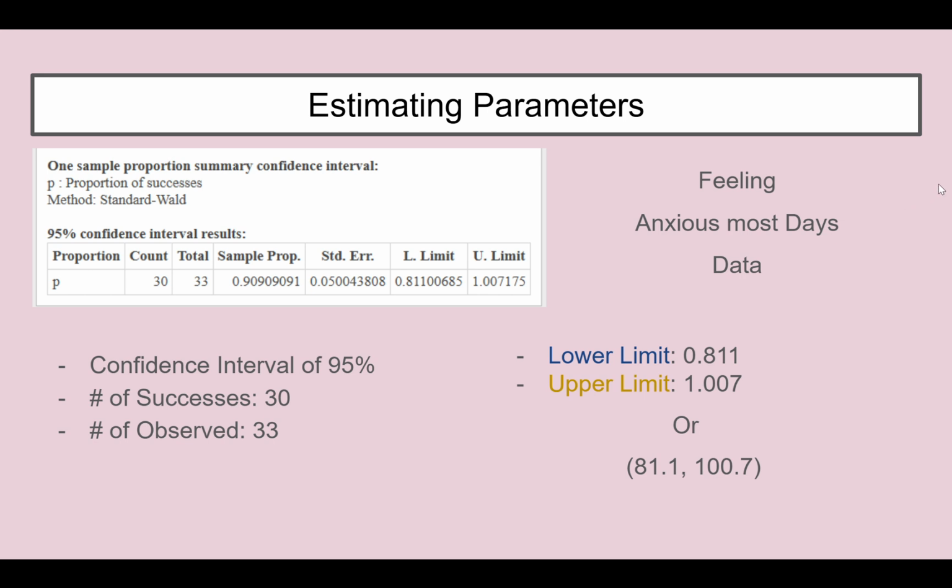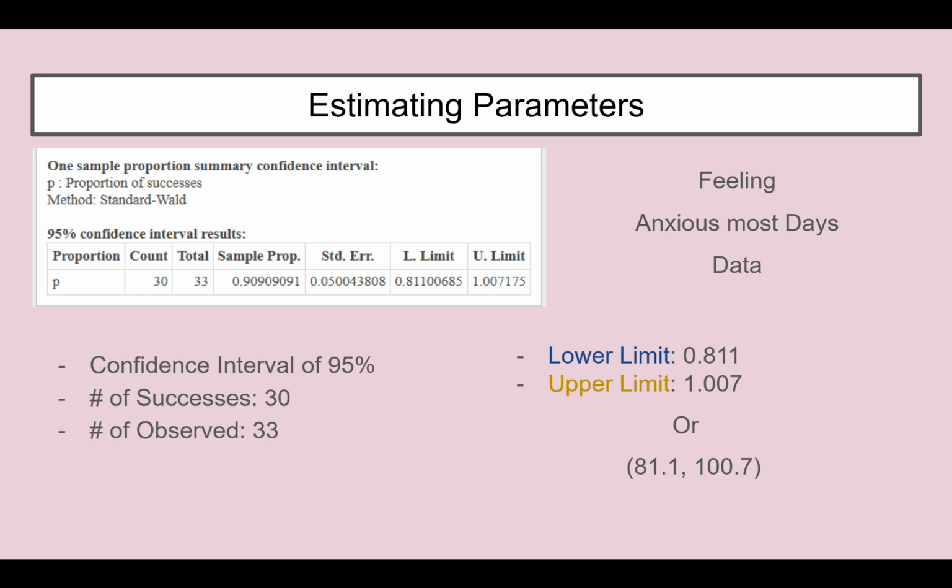Okay, estimating parameters on feeling anxious most days. For this one, I did a confidence interval of 95%. The number of successes being 30 and the number observed being 33 just means that I chose yes as the number of successes. Yes, people felt anxious most days, and the observed was obviously the 33 sample size. So we have our lower and upper limit.